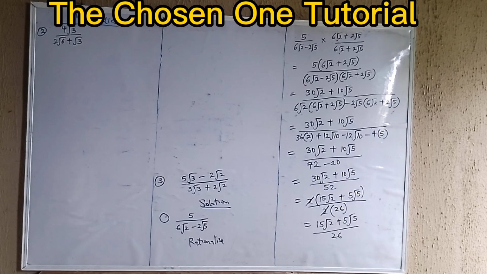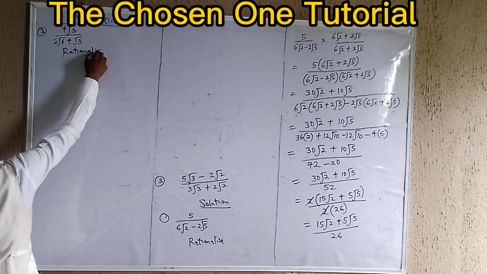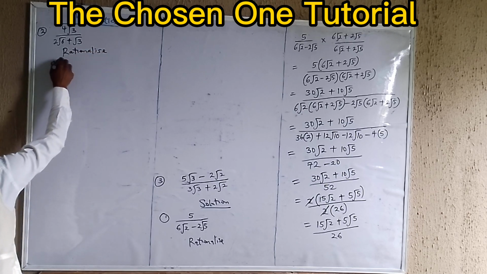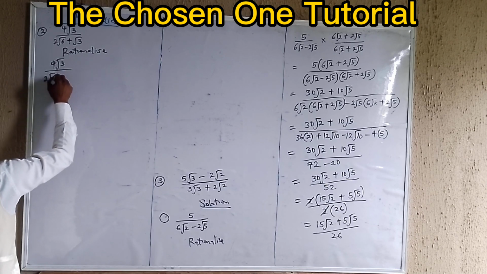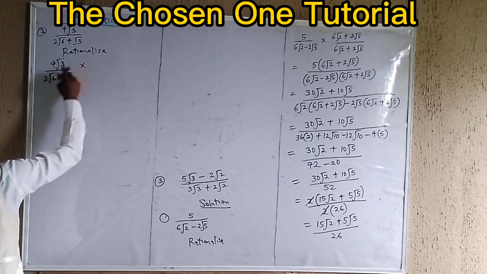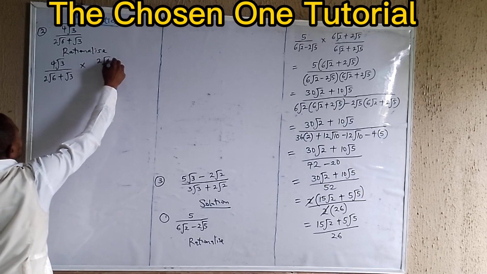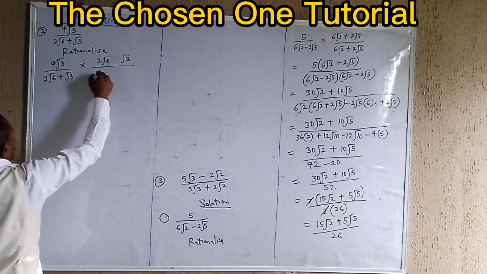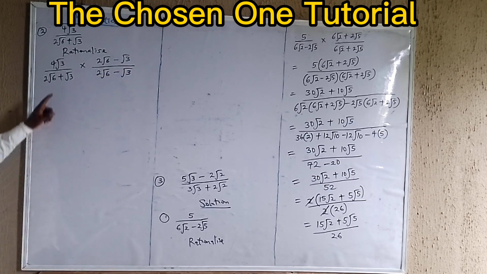In question 2, we have 4 root 3 over 2 root 6 plus root 3. So we are going to rationalize. And don't forget that when we rationalize, we are going to multiply both the numerator and the denominator by the conjugate of the denominator side. So the conjugate of 2 root 6 plus root 3 will be 2 root 6 minus root 3. Don't forget that all we need to do to find the conjugate is to change the sign in the middle. So we are going to multiply this.